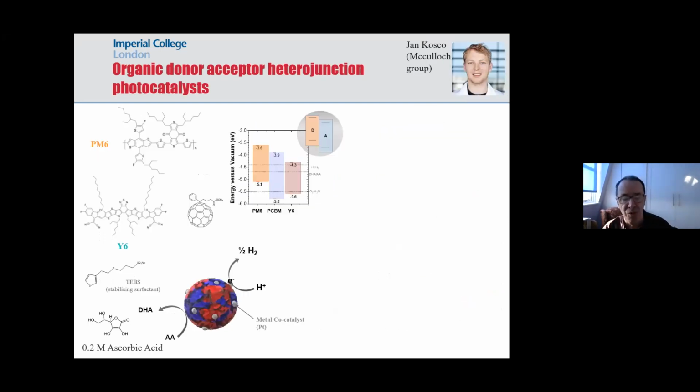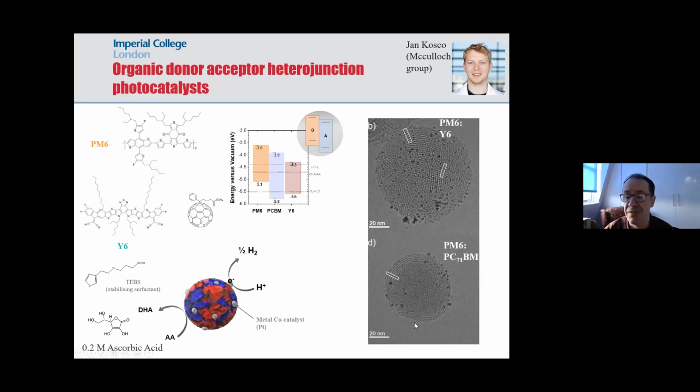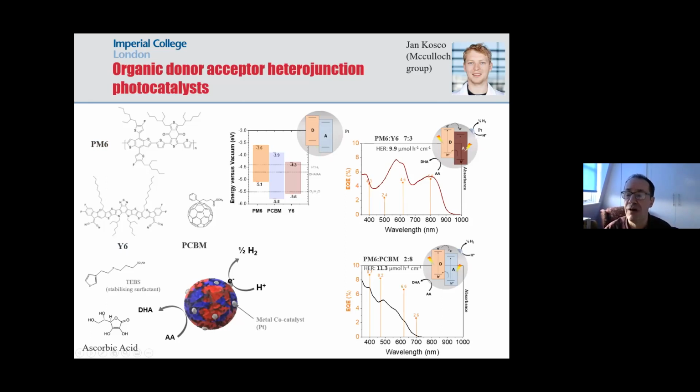That's interesting, but maybe what's more exciting is what's happening when we just take a very simple particle suspension. In this case, we took the same materials, PM6, blended with either Y6 or indeed PCBM, and Jan Kosko from Ian McCulloch's group made particles of these by a simple emulsion technique using a surfactant to create nanoparticles like these, which are suspended in water. And when you deposit some platinum catalyst, that's these dots you can see on the surface, then you can start to drive proton reduction to water.